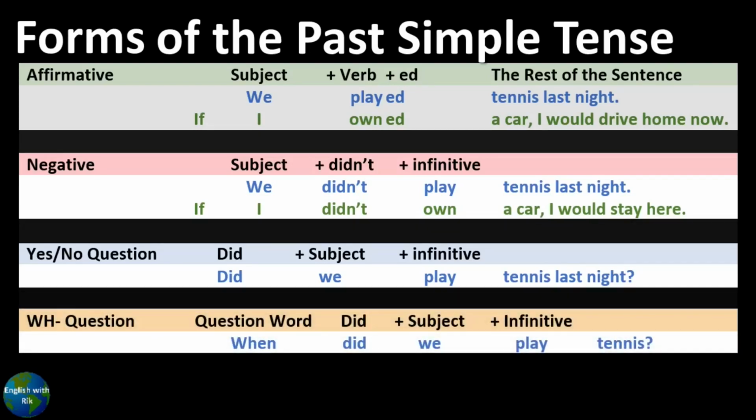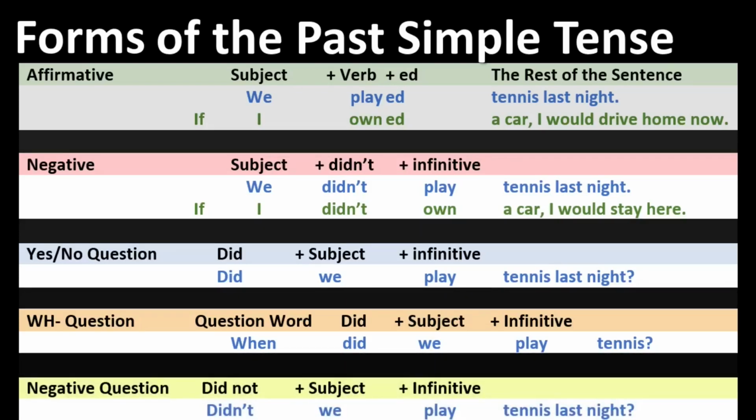The WH question form of the past simple tense begins with a question word. That would be who, what, when, where, why, and often how, which is followed by did, then the subject, then the infinitive of the main verb. If you ask the question, when did we play tennis, you're asking somebody if they remember when you did something that happened in the past.